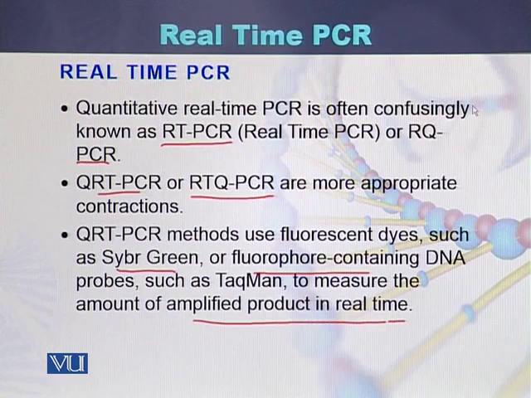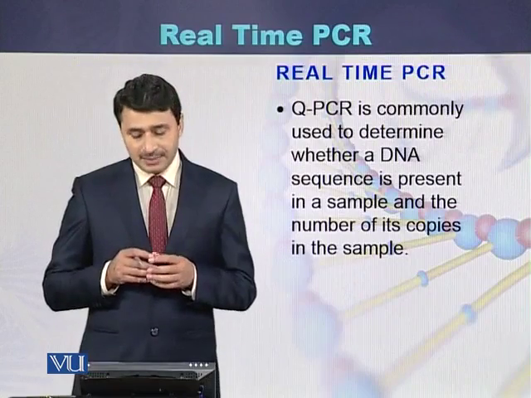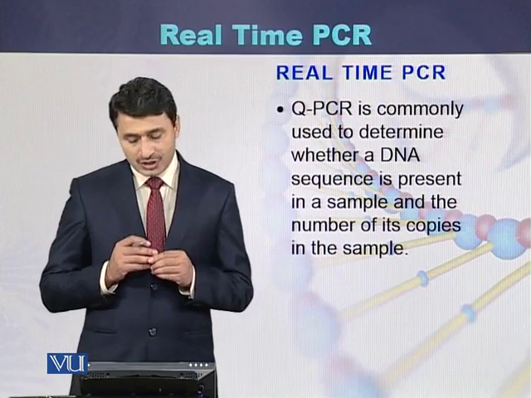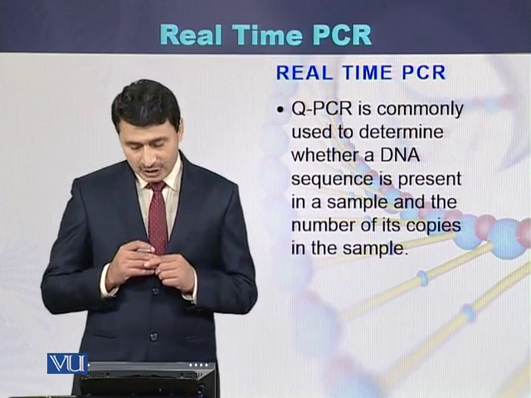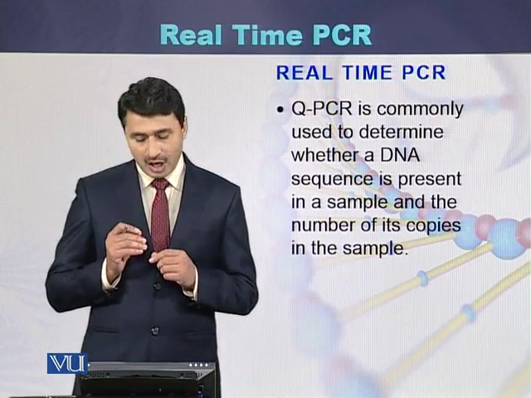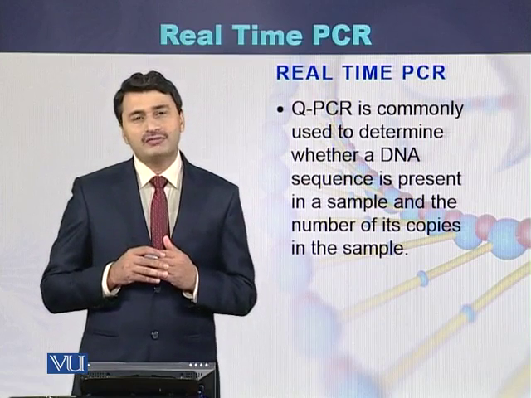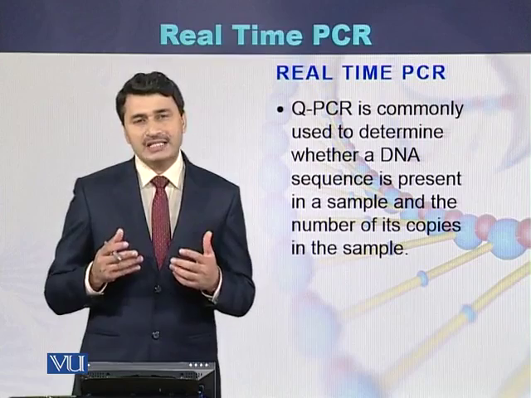So in the case of real-time PCR, or QRT-PCR, fluorescent dyes are usually used. The common fluorescent dyes are either SYBR Green or, in some cases, fluorophore-containing DNA probes. Real-time PCR is commonly used to determine whether a DNA sequence is present in a sample, or how many copies of the DNA or RNA are present in the sample.